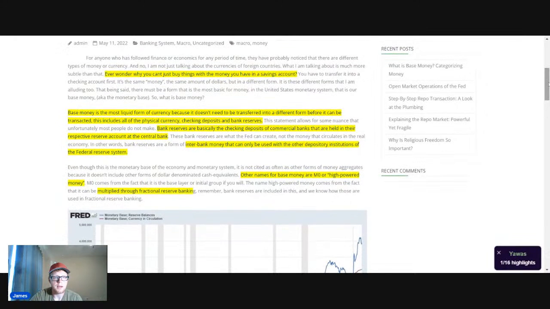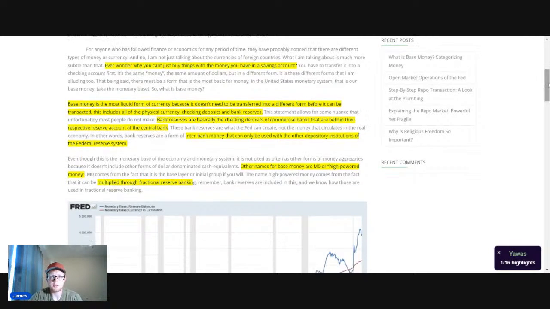With base money, it's the most liquid form, and it doesn't have to be transformed into a different type before you can actually transact with it. It's literally physical currency, where you can just hand it to one another. Now, the Fed in their graphs even states that this is an approximation, because you can't really know exactly how many physical dollars there are. I don't think they're tracking every single dollar bill out there.